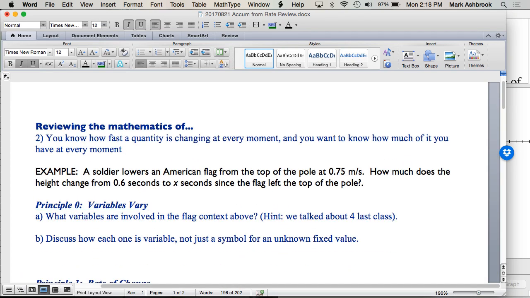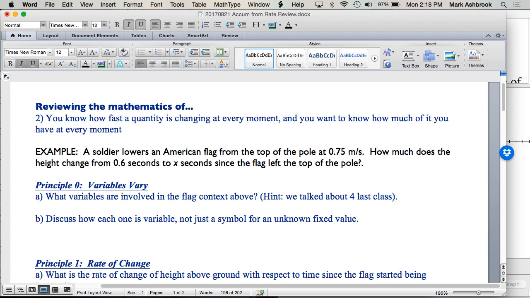So variables, we talked about x, y, dx, and dy, where x was the time since the flag started lowering in seconds. And dx was a change in time, any change in time since the flag started lowering. And y was the height of the flag above the ground in meters, and dy was a change in the height in meters. And how are those variables and not just a symbol for an unknown fixed value? Anyone want to answer that question?